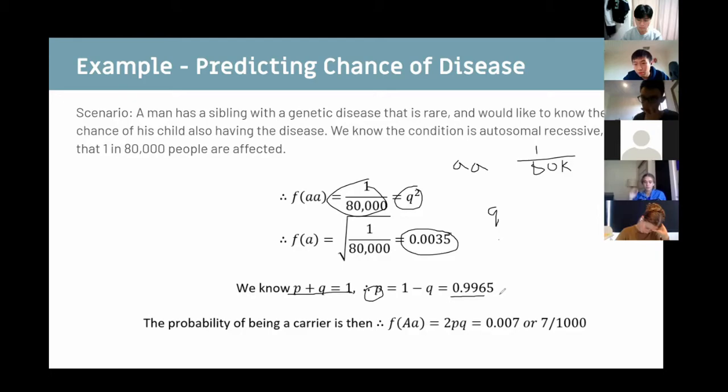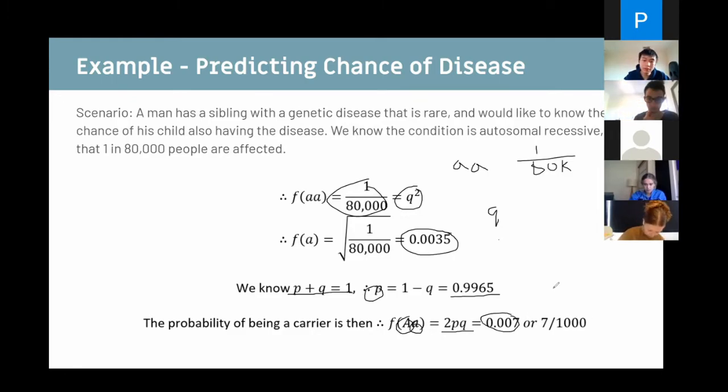So you get 0.9965 for P, and then the probability of being a carrier, which is big A, little a. So you're a carrier for the disease because you have a little a gene, but you don't actually have the disease because you have a big A gene that saves you, basically. That'll equal 2PQ, or 0.007, or 7 in 1,000 people. 7 in 1,000 people, right?